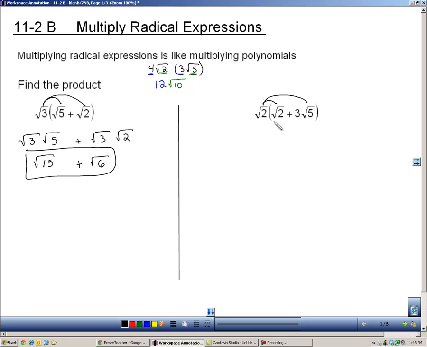Same thing here, we're going to distribute the square root of 2, root 2 times root 2. Now, we have a 3 root 5 times a root 2. The 3 has nothing to multiply by unless you count a 1. And then 3 times 1 is 3, that's fine. And then we have root 2 times root 5, because you multiply the square roots. So here you get the square root of 4, which actually simplifies to just a 2. Over here you get 3 times the square root of 10, which doesn't simplify at all. So 2 plus 3 root 10.